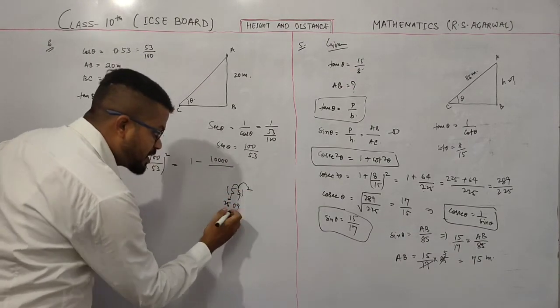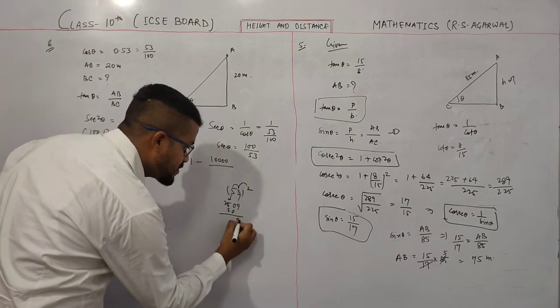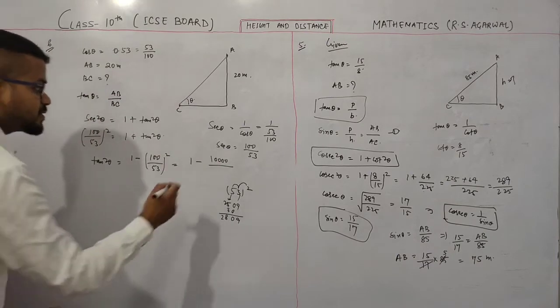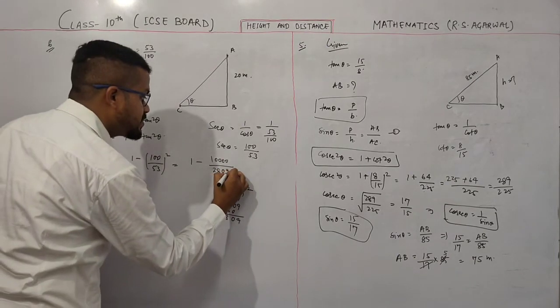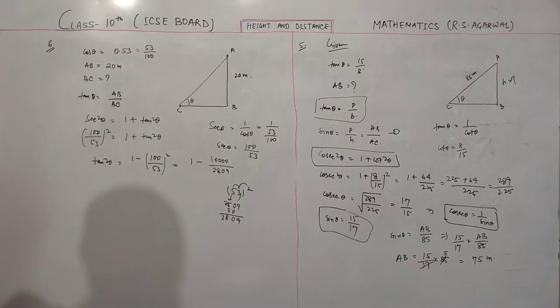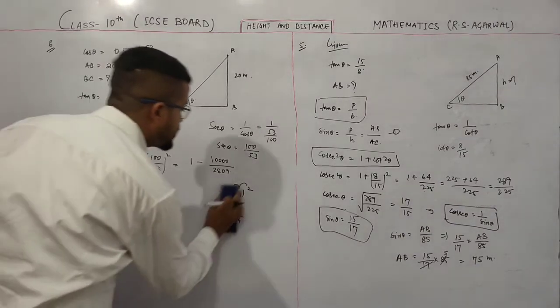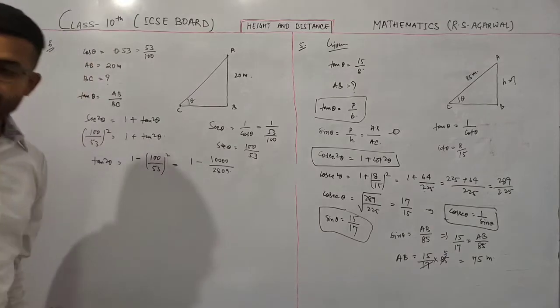So after one place write here 30. So this is 2809. Okay. So this is the square of 53, 2809.